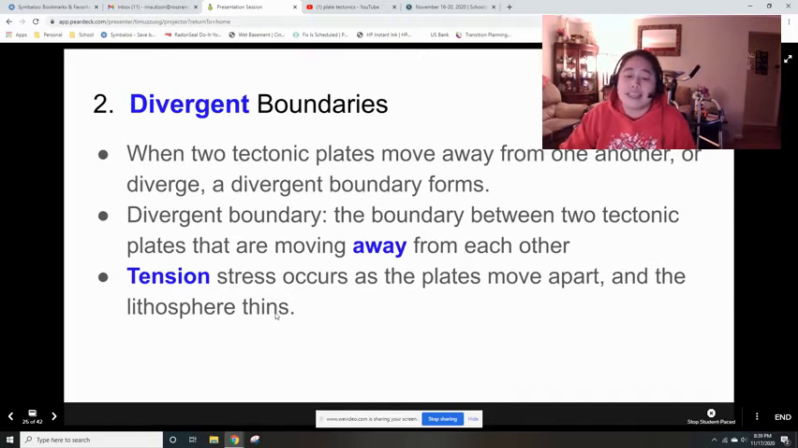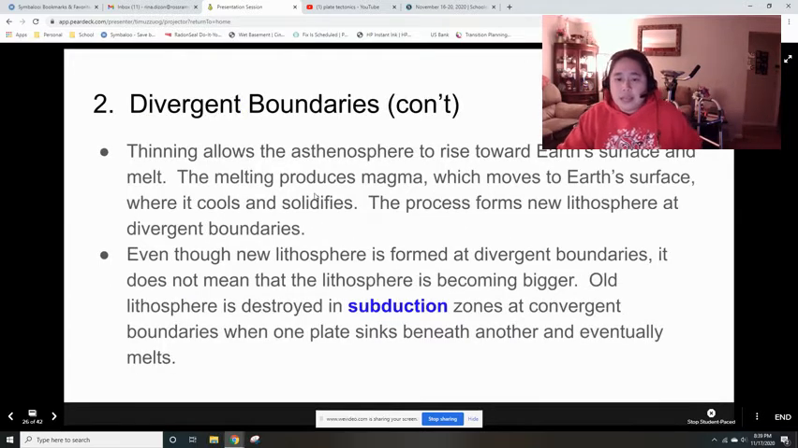The lithosphere is going to thin and become really, really thin and create a fault or a crack. The thinning allows the asthenosphere to rise toward the Earth's surface and melt. The melting produces magma, which moves to the Earth's surface where it cools and solidifies. This process forms new lithosphere at divergent boundaries. This should sound familiar. This is seafloor spreading.